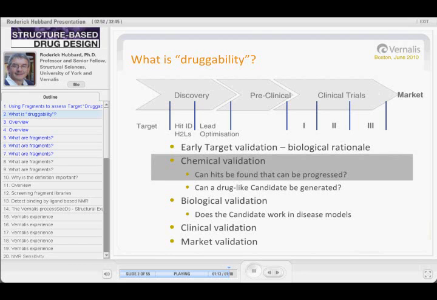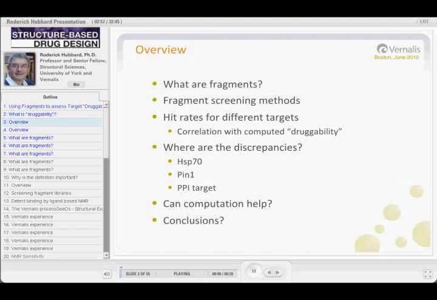The second area that I should probably ensure we've got the right definitions for are some of the various methods and some of the tools that I'm going to be talking about. So this is very briefly what I'm going to talk about for the next 10, 15 minutes or so: what are fragments, the different methods we've used for screening the fragments, so that you understand the genesis of the data we're going to be discussing. We'll look at the hit rates for different targets, and we'll look at the correlation that has with computed druggability for the structures of the targets. And then we'll go through where we found some of the discrepancies and what we've learned from that.